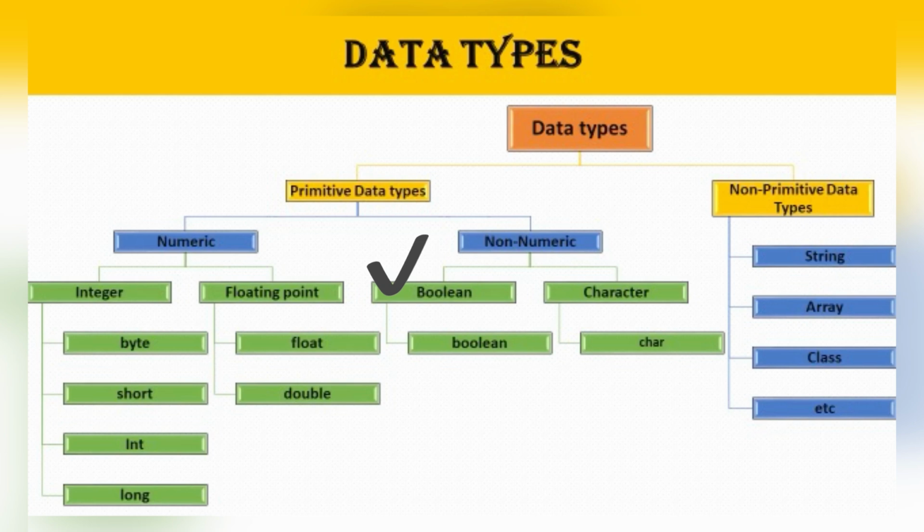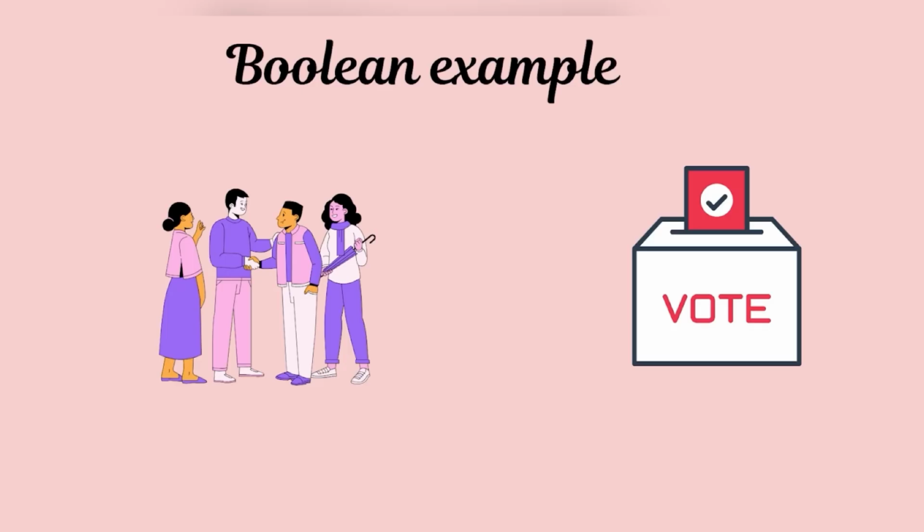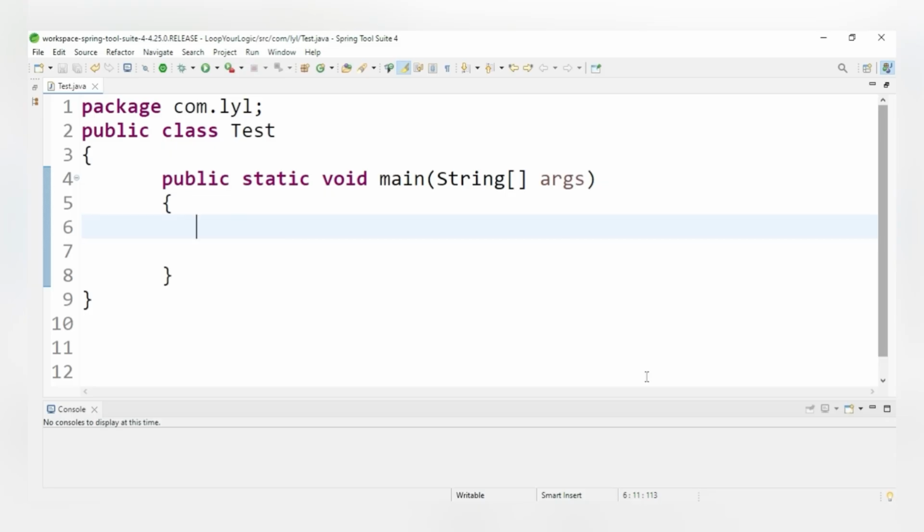A Boolean data type is used to represent only two values. One is true, another one is false. This is particularly useful for making decisions in programs. Let's move on to an example. Imagine we have a group of people here and we have to determine whether they are eligible to vote or not. To implement this in a Java program, we are initializing a Boolean variable called eligibleToVote.